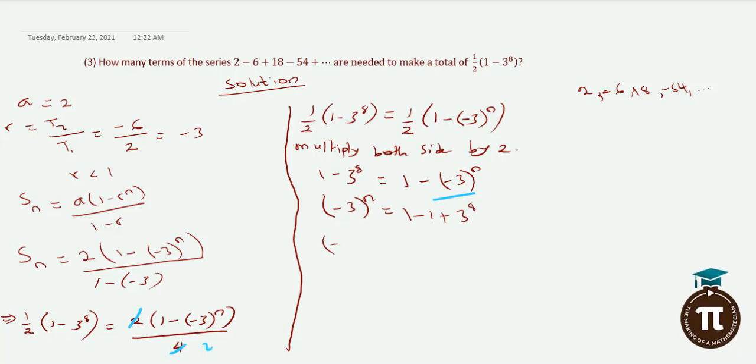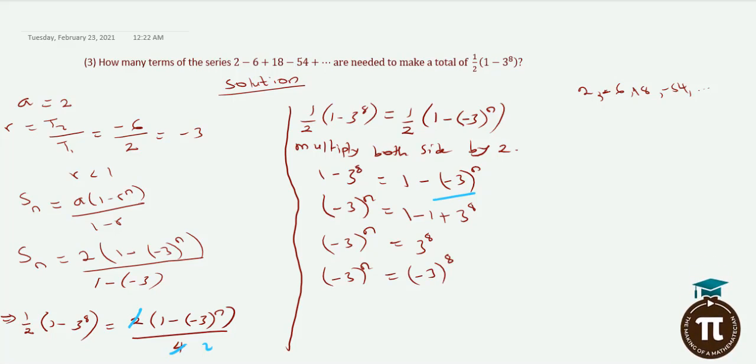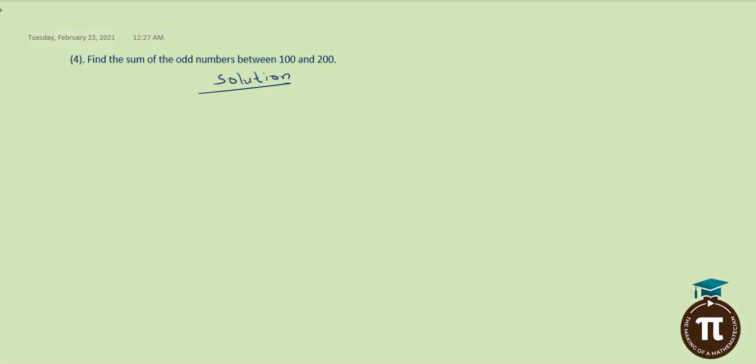So I have minus 3 raised to power n is equal to 1 minus 1 is 0, then 3 raised to power 8. Now, minus 3 raised to power n will be equal to, this 3 raised to power 8 is also minus 3 raised to power 8. Since the power is even, if I add minus there, it doesn't change anything, because minus 1 raised to power any even number will give me 1. So if you look at this one, it follows that n is equal to 8, because they have the same base, so the powers have to be equal to each other.